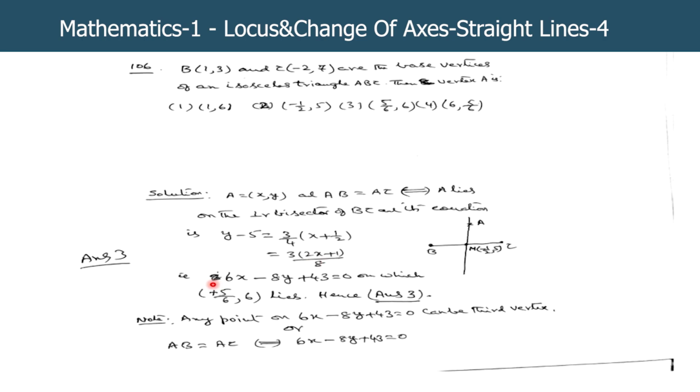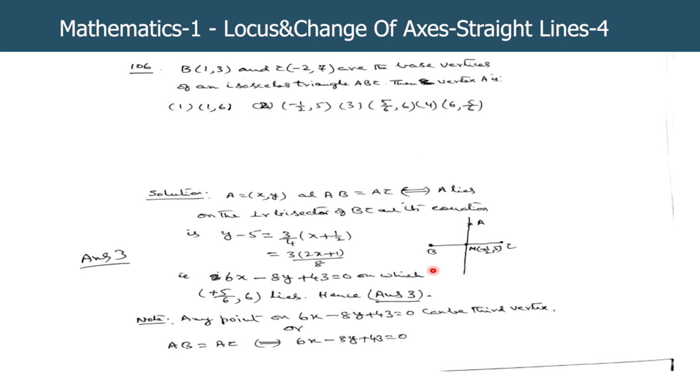So that is 6x minus 8y plus 43 equal to 0, on which the point 5 by 6, 6 lies. Hence, the answer is 3. So the correct option is option number 3.